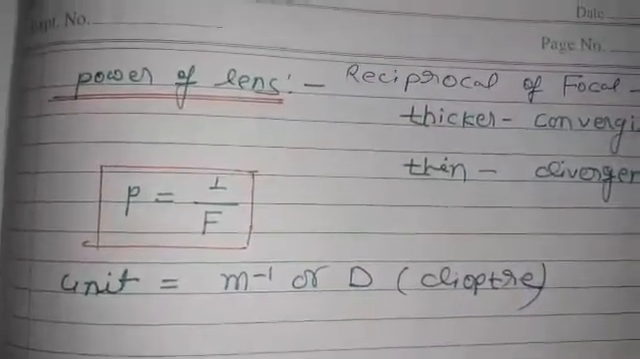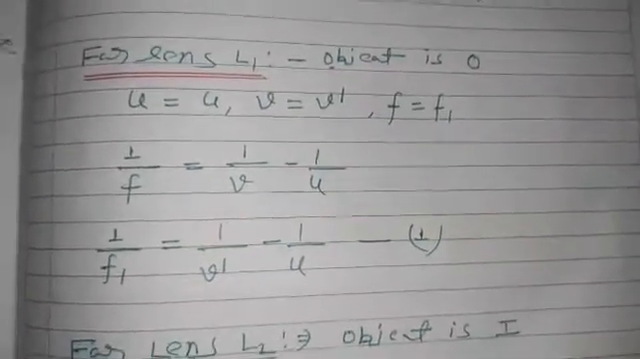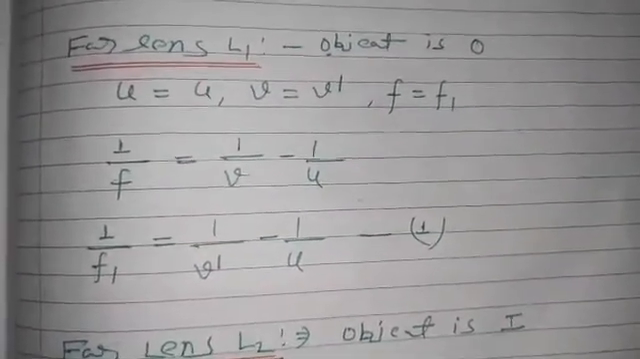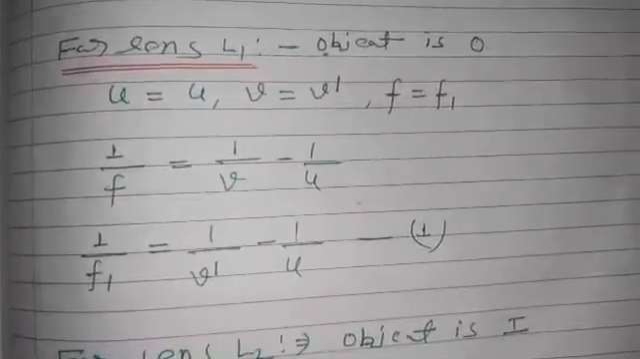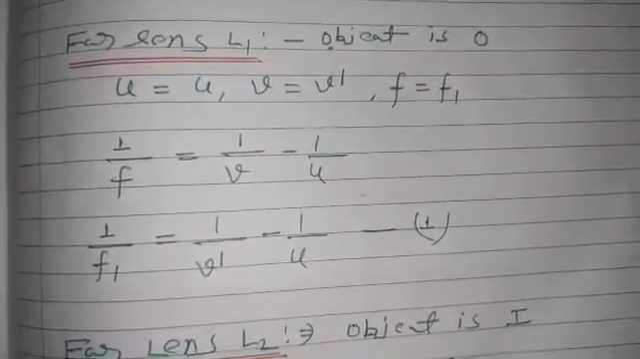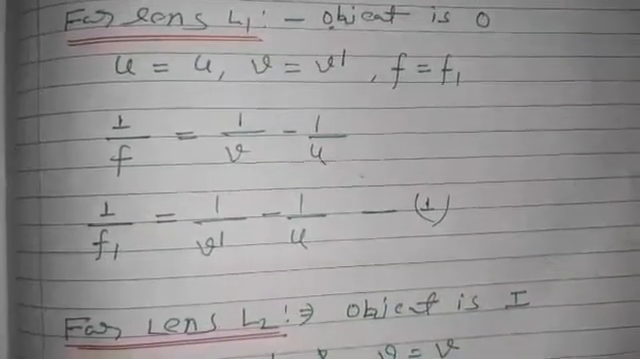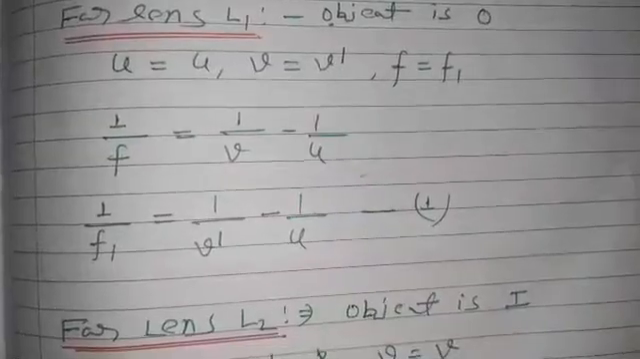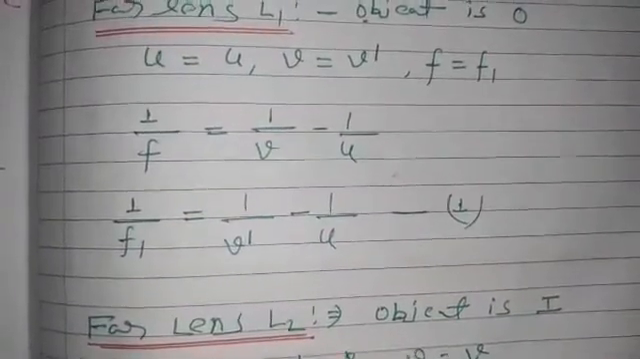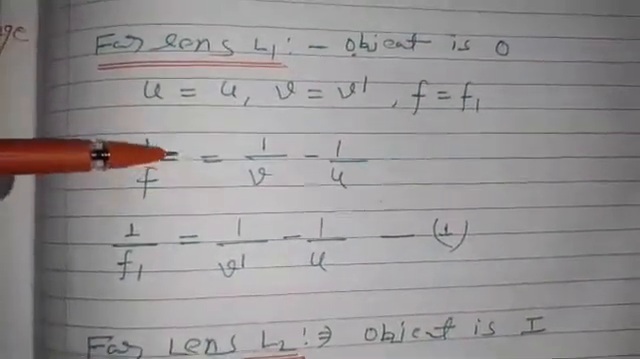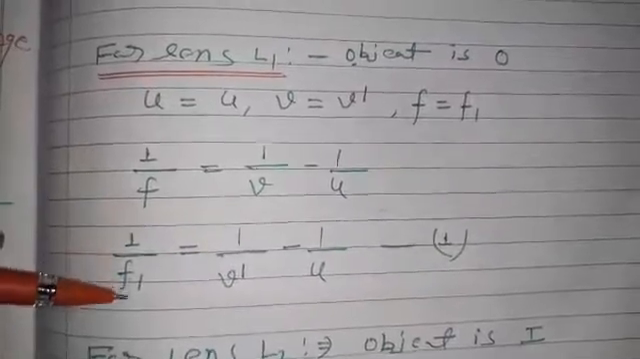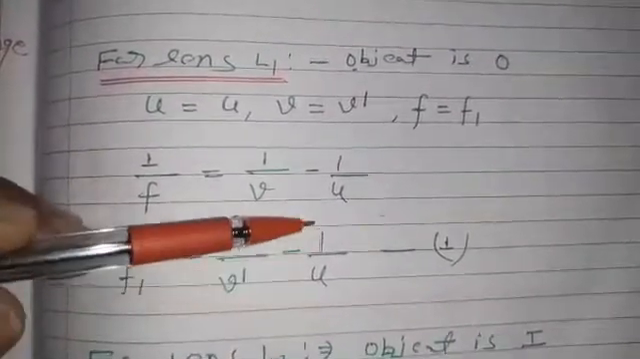In case of L1, the object is O, so the object distance is u, the image distance is v dash, and the focal length of lens L1 is f1. By the lens formula, 1 upon f equals 1 upon v minus 1 upon u, it becomes 1 upon f1 equals 1 upon v dash minus 1 upon u. This is equation number 1.